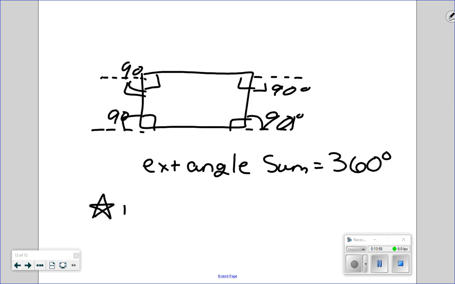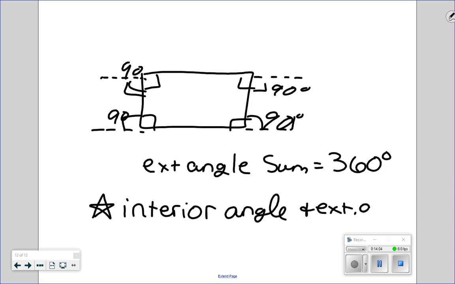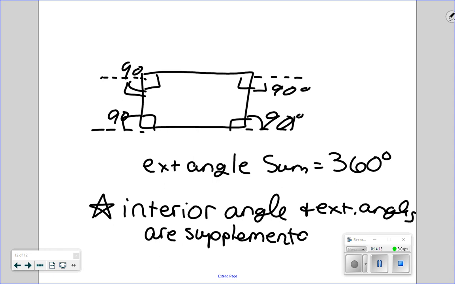And an important fact to know and to have in your notes is that interior angles and exterior angles are supplementary. That means they add up to 180 degrees. So an interior angle and its exterior angle always add up to 180 degrees. So that's kind of the basis of what interior angles are and how to get the sum for a polygon and what exterior angles are.